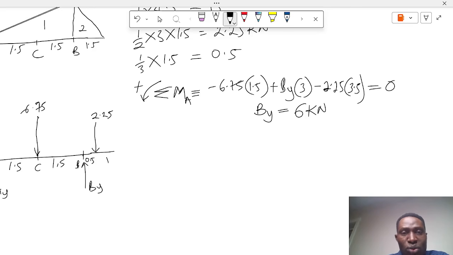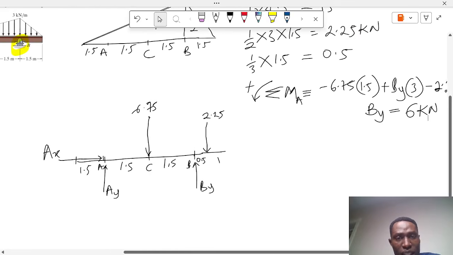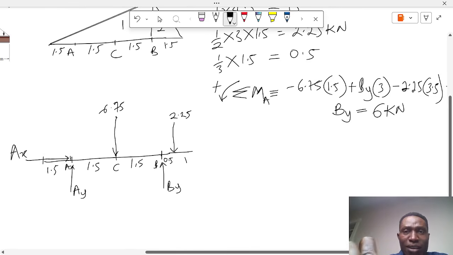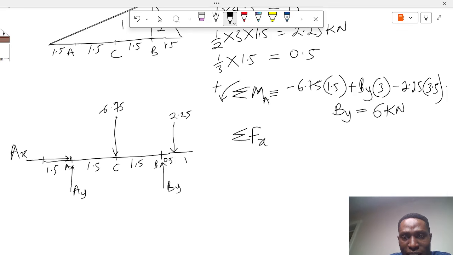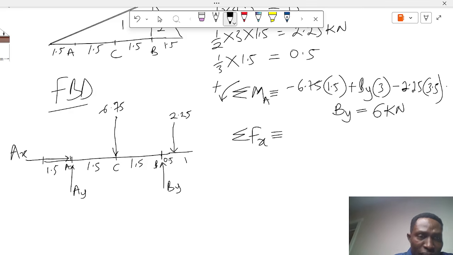The next thing we need to do, having gotten the reaction at BY, for us to get the reactions at A, is just to do the force balance. The force balance is the sum of the forces in the horizontal. We look at the free body diagram and we look at all the forces in the horizontal. So we have A as the first force, and that is the only force, and it's equal to 0. So automatically our horizontal force at point A is equal to 0.